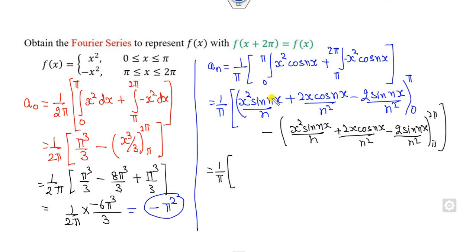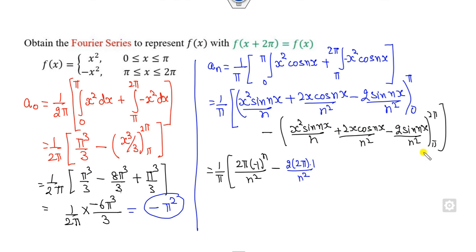So when you substitute pi and 0, cos n pi will be 1. So it's 2 pi times minus 1 raised to power n over n square. Sine will be 0 when you substitute 0, so this is 0. So the only term is here. Then minus, I can substitute the limit 2 pi: sine 2 pi is 0, cos 2 pi is plus 1, so it's minus 2 pi, x will be 2 pi, over n square.